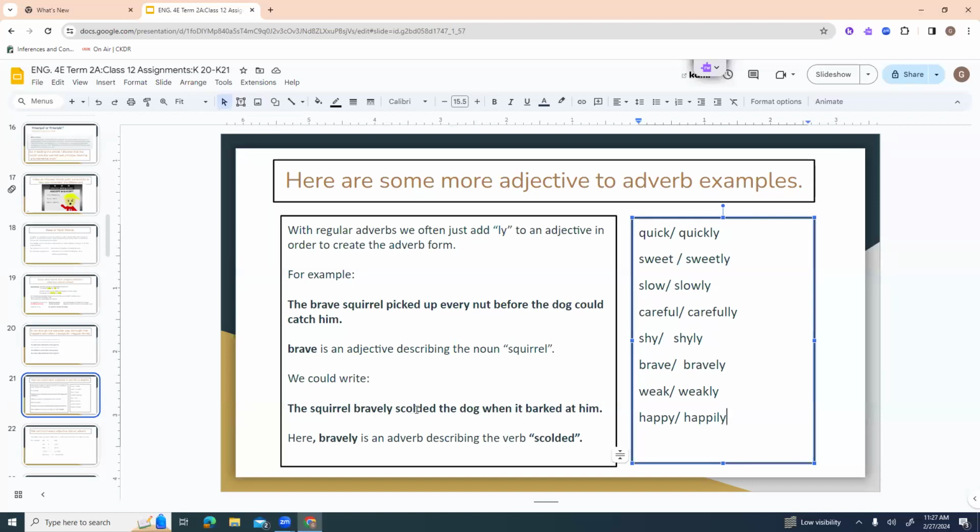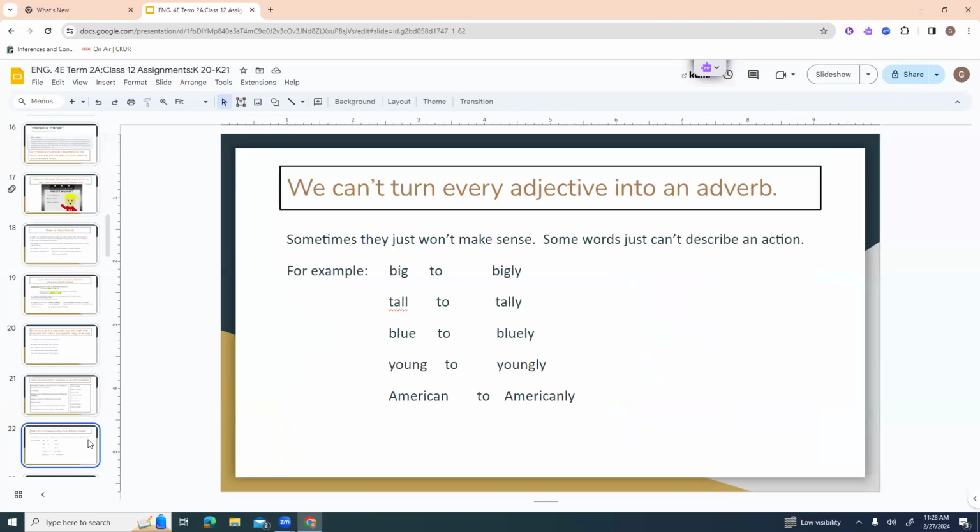So bravely could go in front of the verb scolded, or it could also go afterwards. The squirrel scolded bravely the dog, or scolded the dog bravely makes more sense, right? Either way is okay. I like it right in front like there. It just sounds better to me, but either one is grammatically correct.